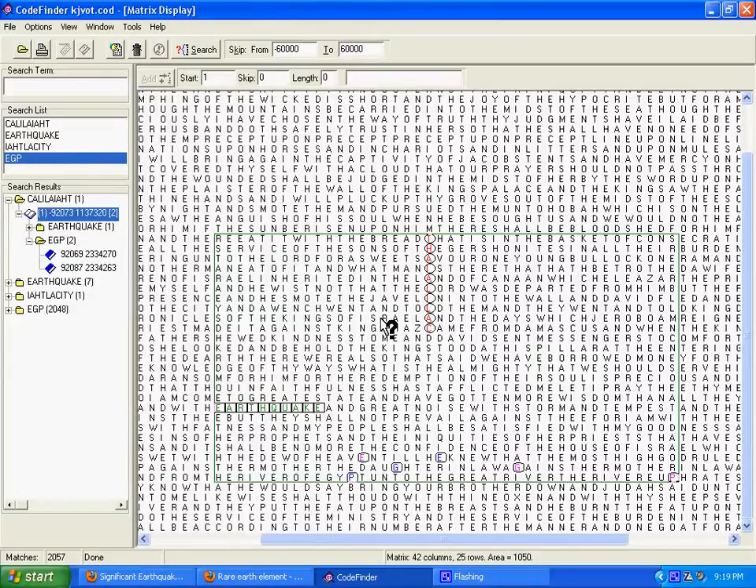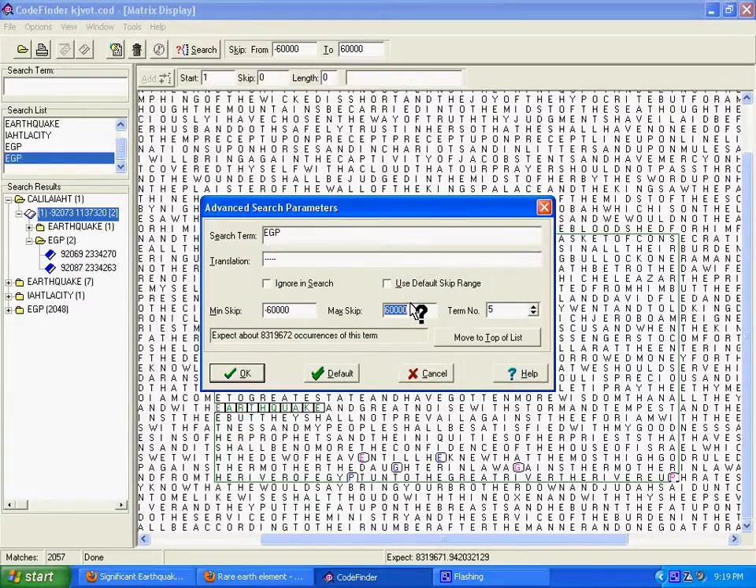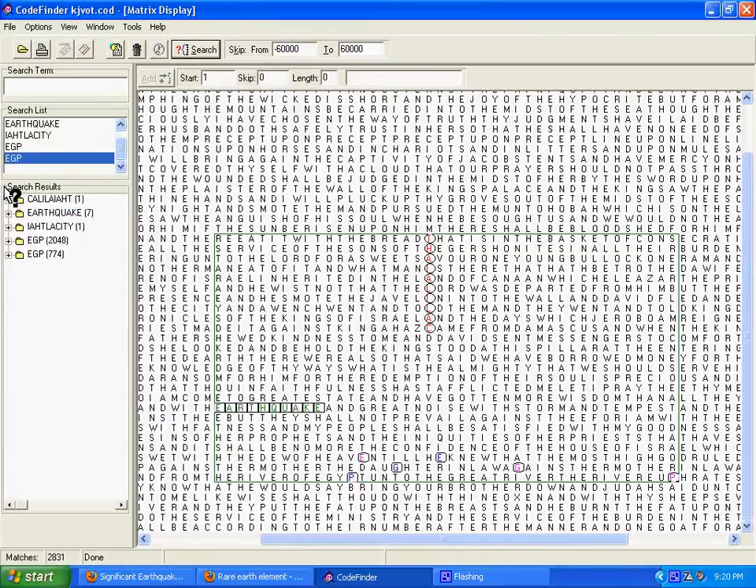I'm going to go a little bit further to see if I can find more horizontal EGP terms. So I'm going to type in EGP again, and I'm going to go double what it is, because I'm going to show you in a second. So I'm going to hit 184, and I'll show you why I'm doing this. 140, 184, 150.